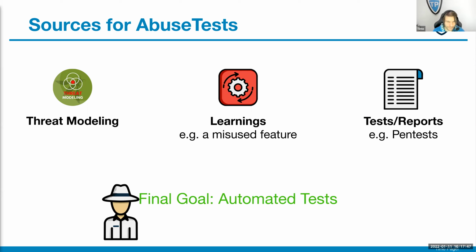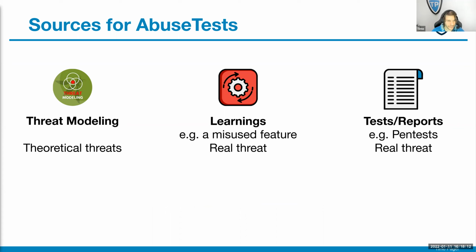The final goal from my point of view is automated tests. For sure, you need to have a high degree of trust in your automated tests, at least in case you want to take actions when the test fails. But from my point of view, automating tests should be the ultimate goal. But for sure, not every test will be automated. Some tests might only be performed manually.